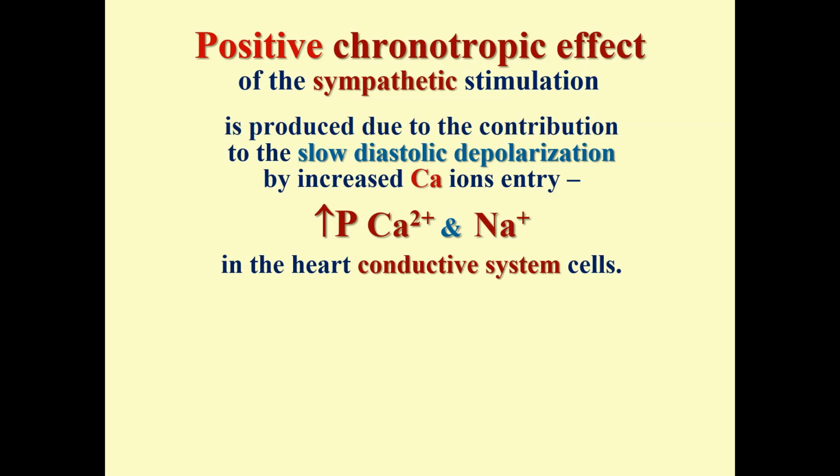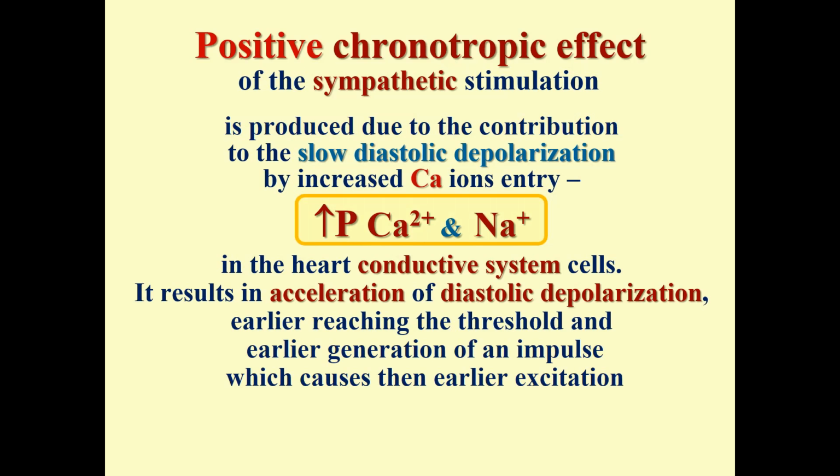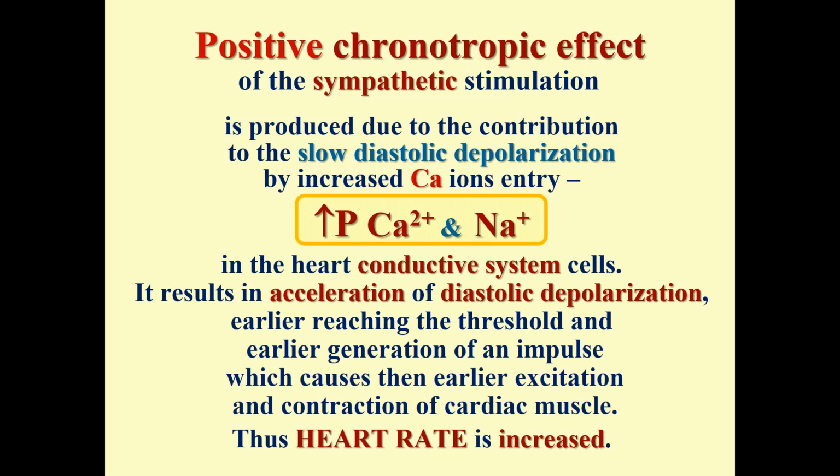This is the basic mechanism to increase the heart rate. But again, not everywhere, but in the heart conductive system cells, because the number of contractions depends on the number of impulses sent down the conductive system to the contractile typical muscle cells. So this is the mechanism of chronotropic effect. And diastolic depolarization becomes faster, accelerated, threshold is reached earlier, impulse appears earlier, and excitation and contraction of cardiac muscle, typical cardiomyocytes, is reached earlier. So heart rate is increased. This is the positive chronotropic effect.